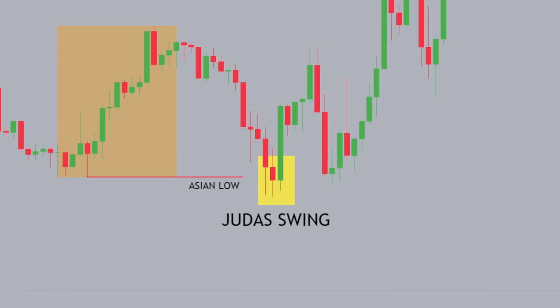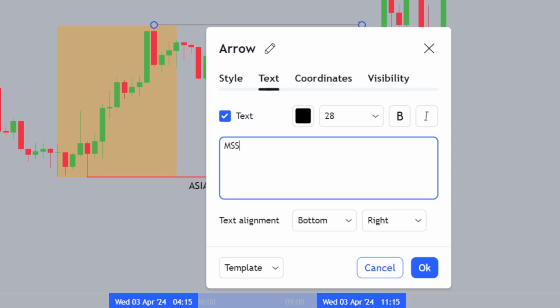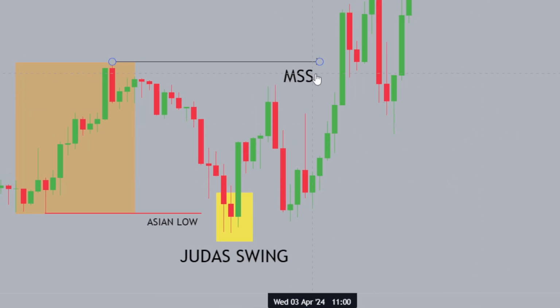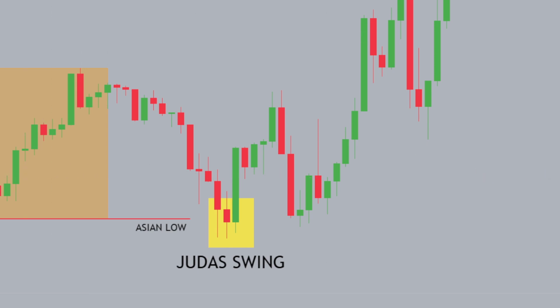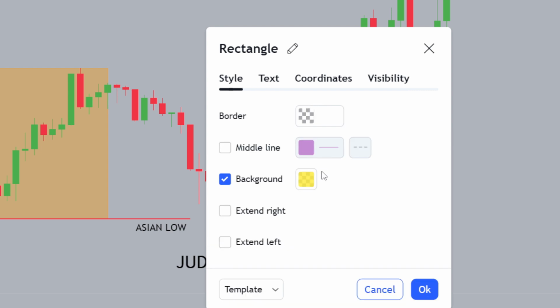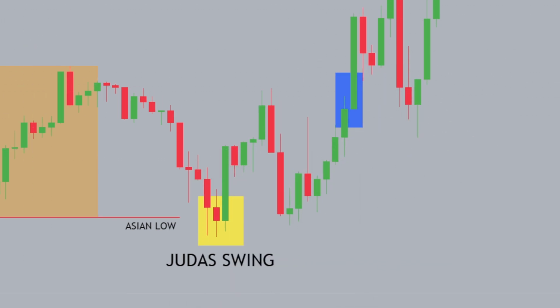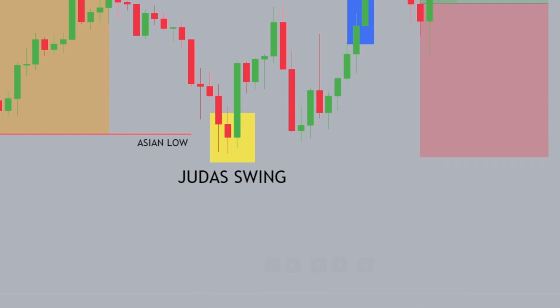So now we see a structural break over here, a shift of market structure, coincidentally in line with the Asian high. This is our market structure shift, or MSS. Now that we've seen our market structure shift, we understand our job now is to key off a fair value gap. So we have a fair value gap just over here. I haven't zoomed in, but there is a fair value gap just over here represented in blue. Our job as a trader is to simply key off the fair value gap, with the stop loss just below the Judah swing.